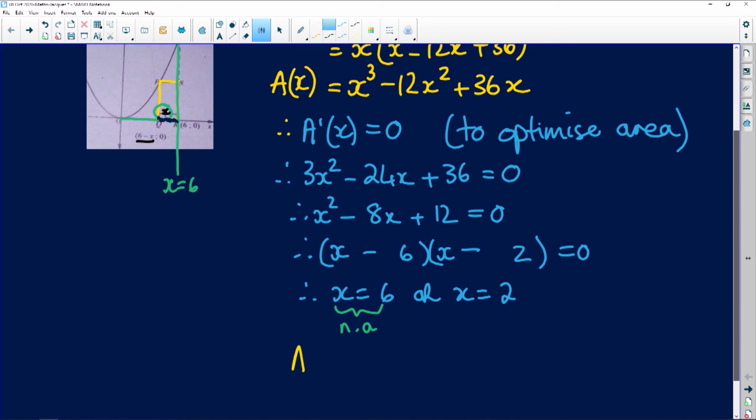Okay, so we need to go back to the area. We need to make x 2, and we see that it's 8 minus 4 times the 12 is minus 48 plus 72. Now, 8 minus 48 gives me minus 40, plus 72 gives us an area of 32 units squared.